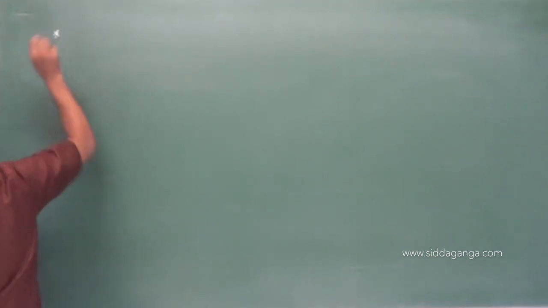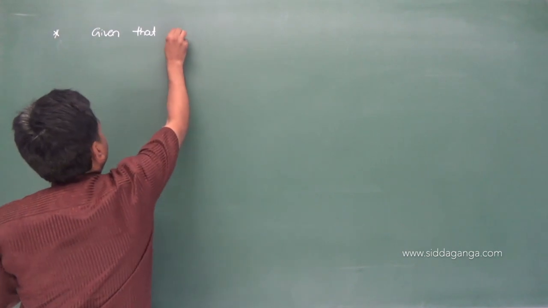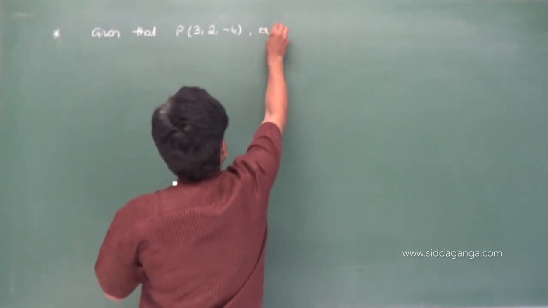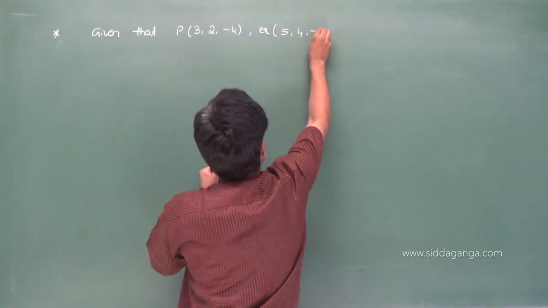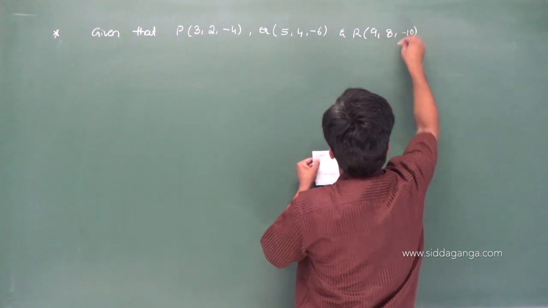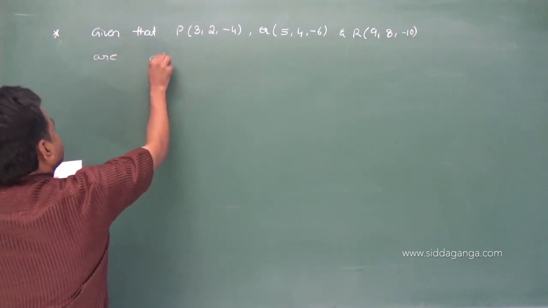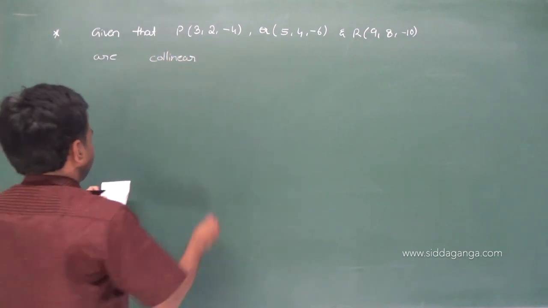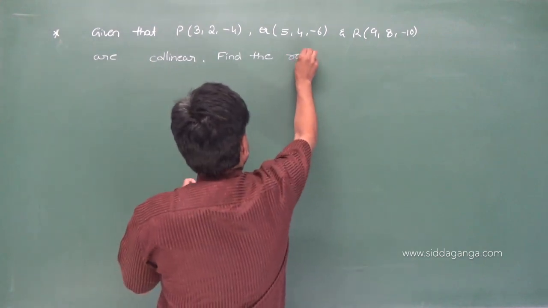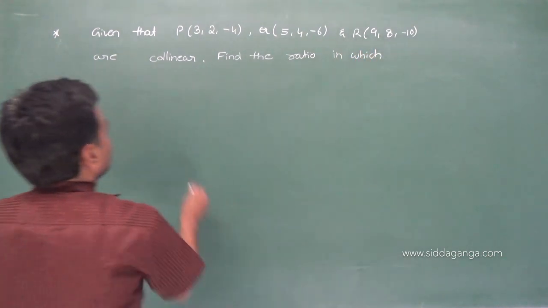Very important. Next one, given that P of 3, 2, minus 4, Q of 5, 4, minus 6, and R of 9, 8, minus 10 are collinear. Find the ratio in which Q divides PR.